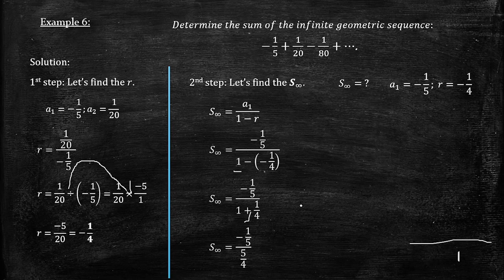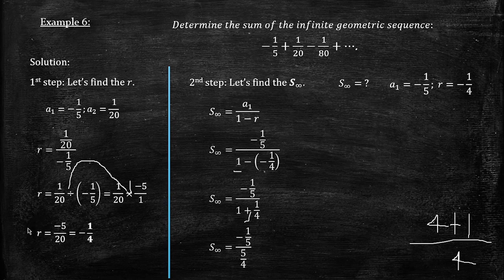Hindi siya GCF, LCD pala, LCD. So 4 divided by 1 times 1, the answer is 4. Plus, copy lang natin yung sign dito in between, so plus siya. 4 divided by 4, the answer is 1. 1 times 1, the answer is 1. So 4 plus 1 is equal to 5. Kaya yung kalabasan niya, 5 over 4.